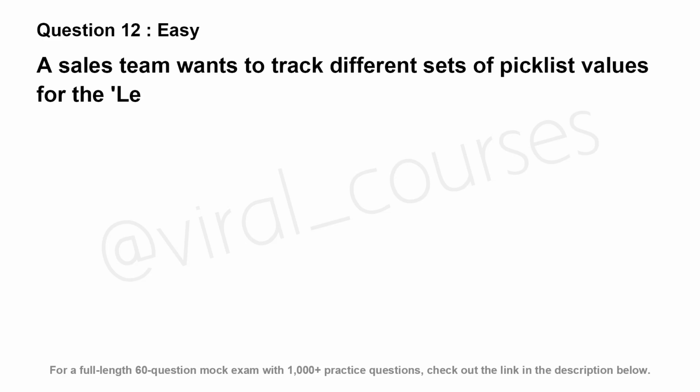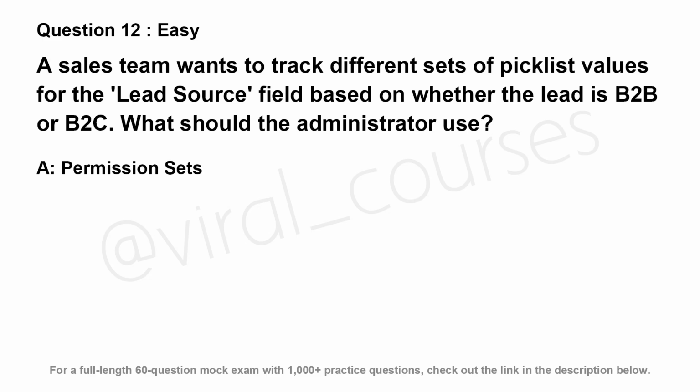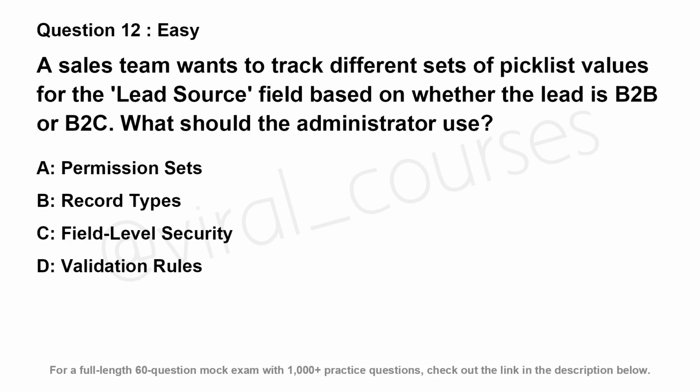A sales team wants to track different sets of picklist values for the lead source field based on whether the lead is B2B or B2C. What should the administrator use? Option A. Permission sets. Option B. Record types. Option C. Field level security. Option D. Validation rules.